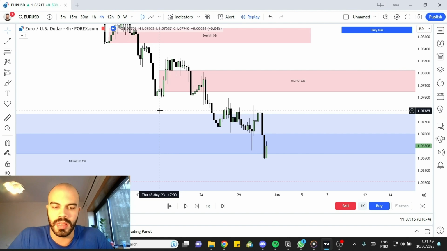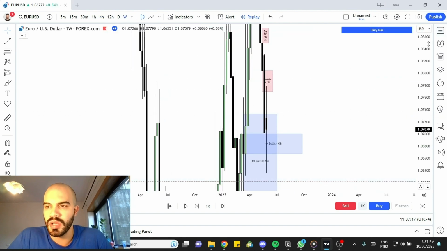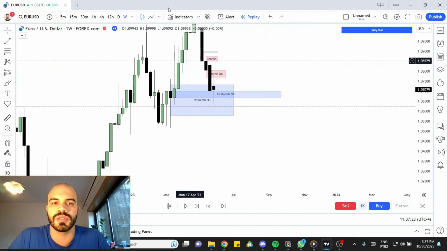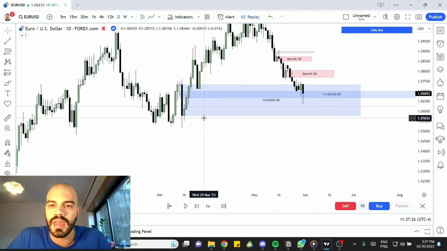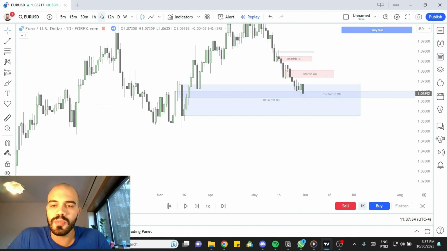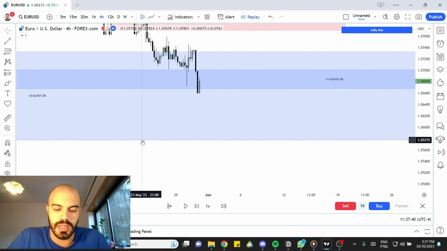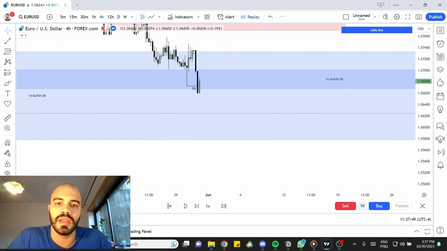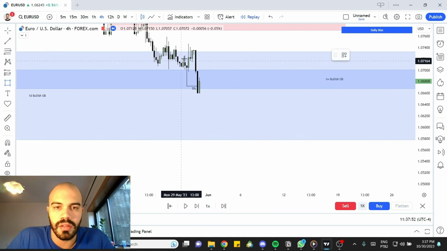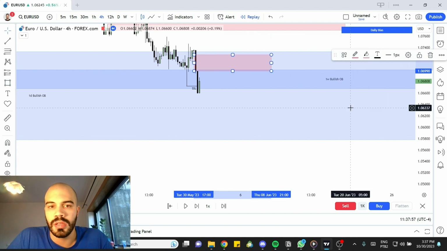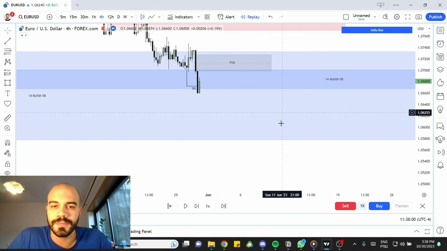So let's do a recap of what we're looking at. We're looking at a weekly bullish order block right here and a daily bullish order block. So it's very likely that we're going to see a bullish reaction to the upside. And we also have a bearish order block right here. But if we break it down to the 4-hour time frame, we're going to see that price did a nice displacement to the downside and it created a fair value gap on the 4-hour. Plus, there is an order block right here.